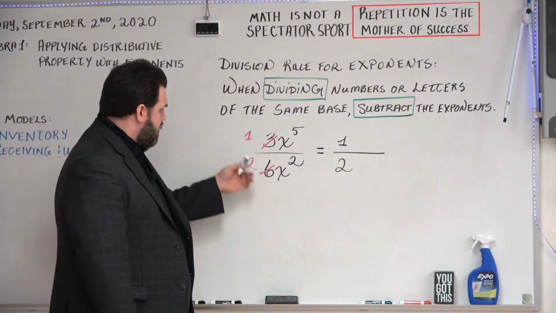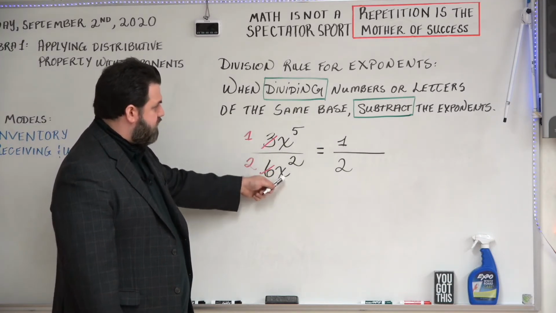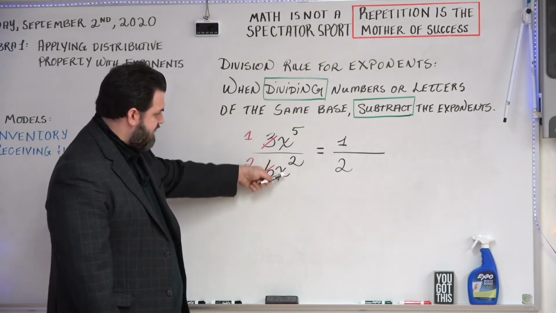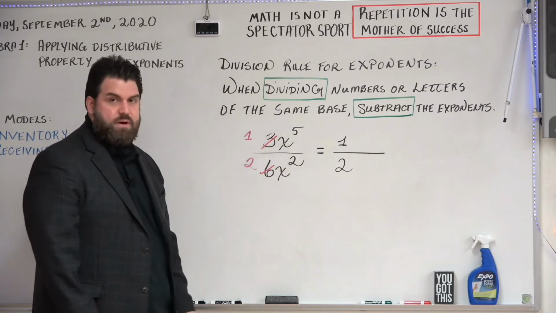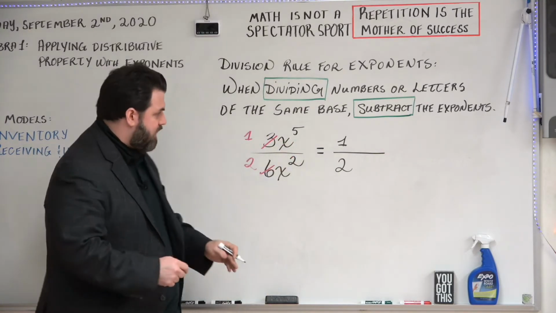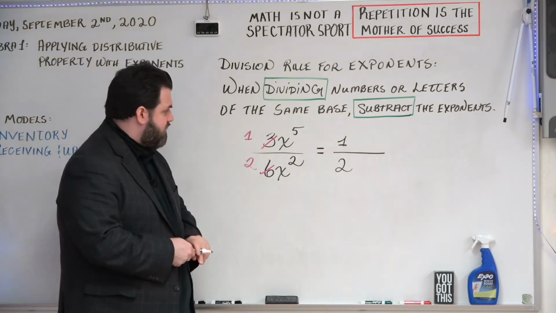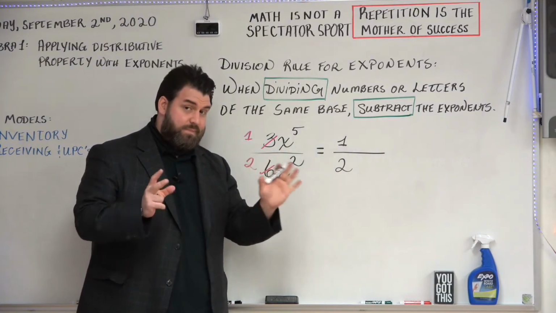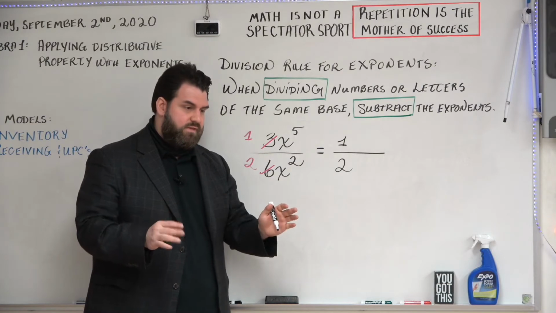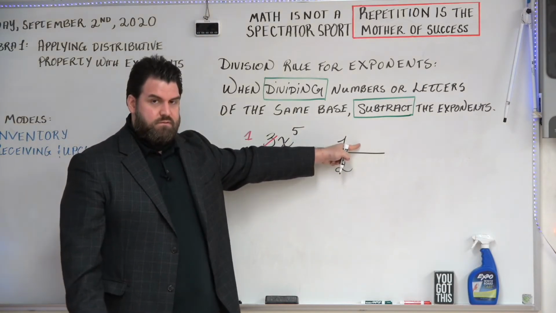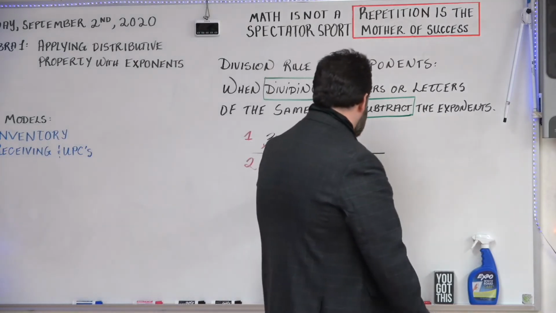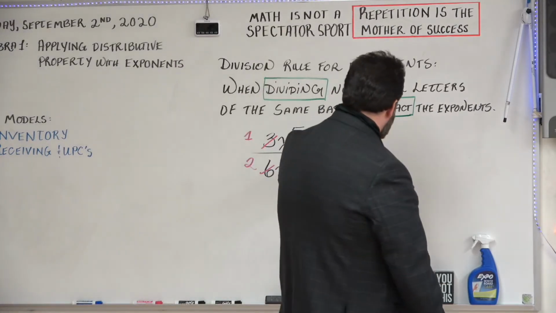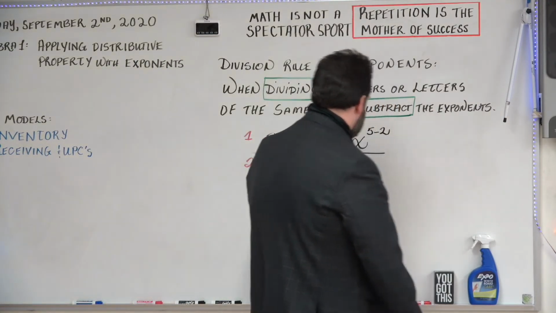Now, what's going to happen here with this x? We know that if the bases are the same and we're dividing, let's check. We're dividing, yes. Bases, x, they're the same. We're going to subtract the exponents. Now, here's the important thing. The question comes up, where do I write the x? Do I write the x in the numerator or in the denominator? To a certain extent, that depends, but since this is our very first day doing this, I want you to write it in the numerator. So we're going to write x up here, 5 minus 2. In the exponent position, you do 5 minus 2.